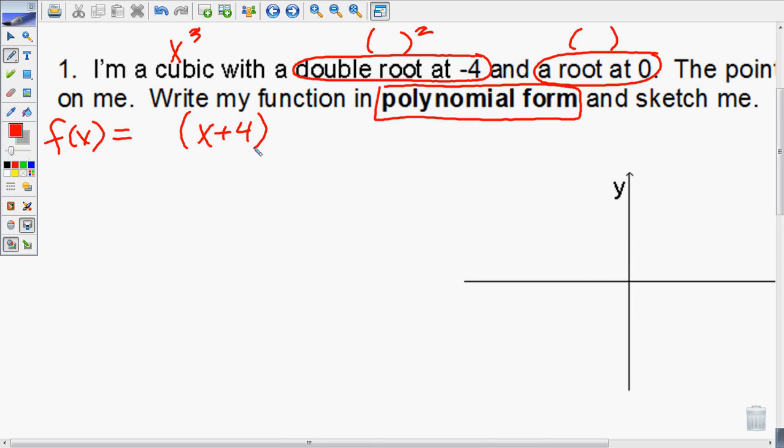Okay? And then we noted that it had to be what? Squared, because it's a double root. Okay? If my root is 0, what did my factor have to be? It just had to be x, right? Because x equals 0.